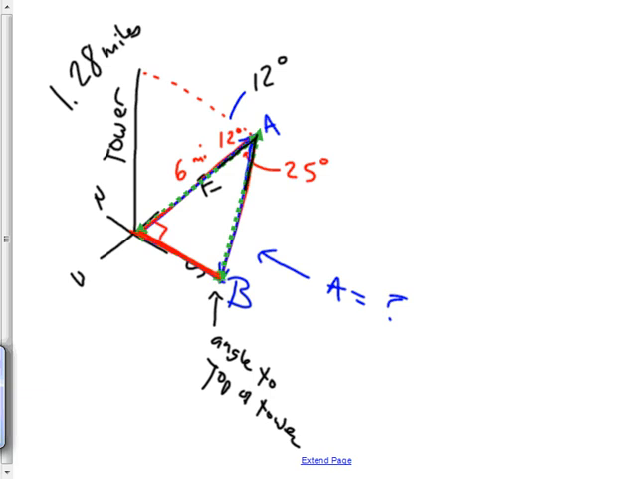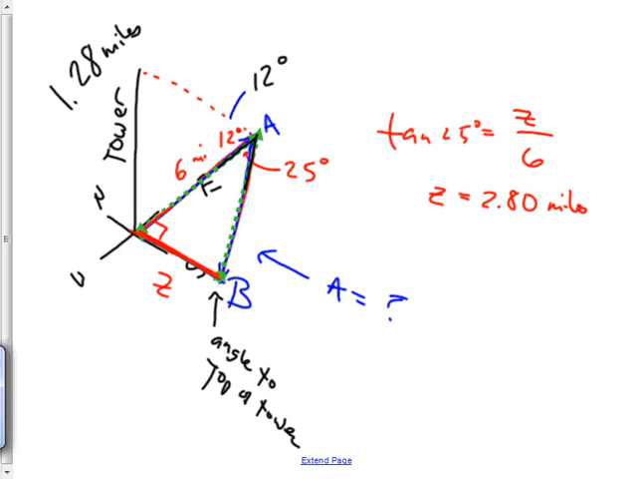Good. We got a right angle. We got a side. We got an angle. You can figure out anything using trig. So we would use probably tangent, right? Yep, tangent of 25 is equal to opposite. Let's call it z, over 6. Solve it for me. What'd you get? And that must be miles also. So you're about 2.8 miles away here.